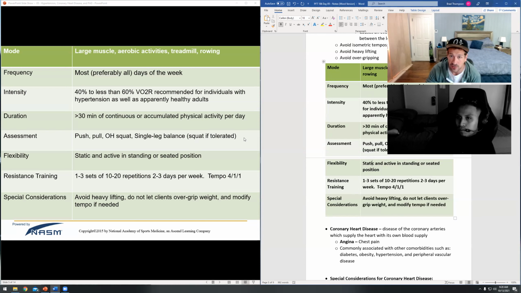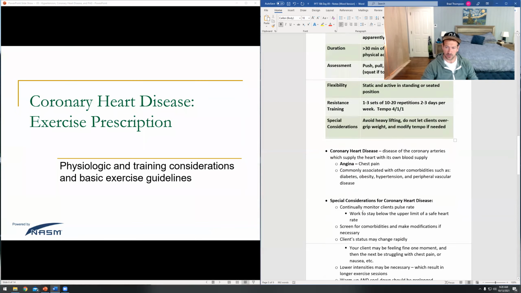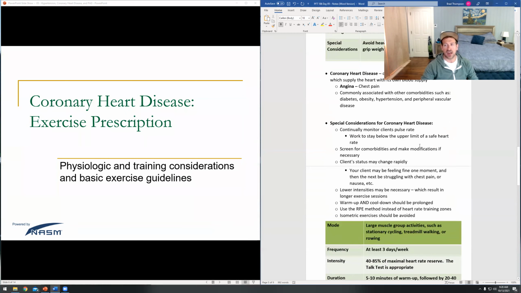I only do the active stretches personally. Resistance training, 1 to 3 sets of 10 to 20 reps, right? We're going for a little bit more endurance there, 2 to 3 days per week. And we aren't doing any of the pausing tempo. This middle number should never be longer than a 1. It can be a 0 or an X, but we want to keep it relatively short. And then in special considerations, avoid that heavy lifting, don't let them over grip, and then modify your tempo if you need to. All right.